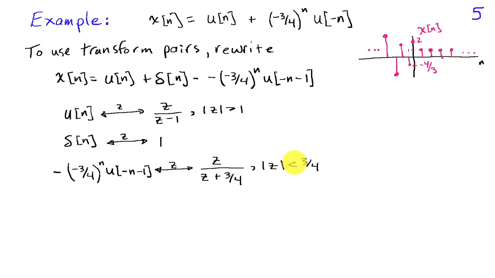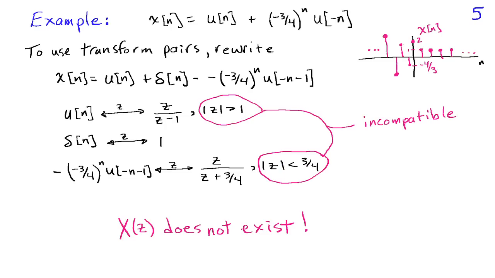We run into a problem when we try to put these three together, because the region of convergence for the first term, magnitude of z greater than 1, is incompatible with the region of convergence for the third term, which requires magnitude of z to be less than 3/4. So in this case, there are no values of z for which the z-transform can be defined, because the infinite sum does not exist. This is an example where there's no z-transform for this particular signal. So the region of convergence plays an important role when we're looking at inverting z-transforms, and also understanding things like causality and stability, as we'll look at in future lectures.